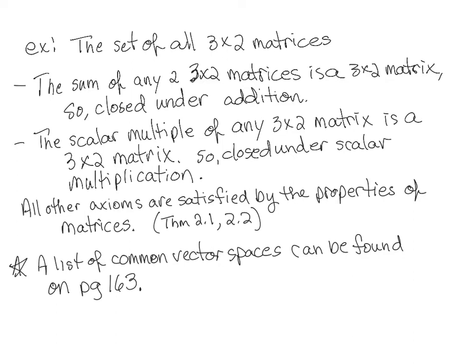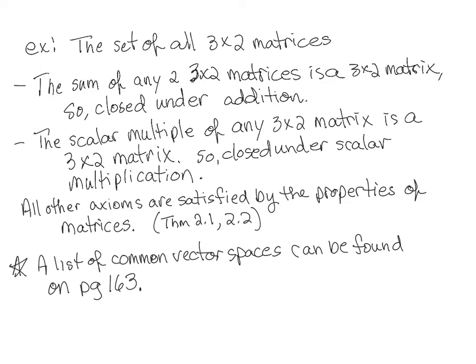Okay, for an example, take the set of all 3 by 2 matrices. If you add a 3 by 2 matrix to another 3 by 2 matrix, you're going to get a 3 by 2 matrix. So it's closed under addition. If you multiply a 3 by 2 matrix by a scalar, all you're doing is distributing that scalar to each of the elements in the matrix. Therefore, it's closed under scalar multiplication. And if you look back at the matrix chapter, theorems 2.1 and 2.2 take care of all the other axioms.